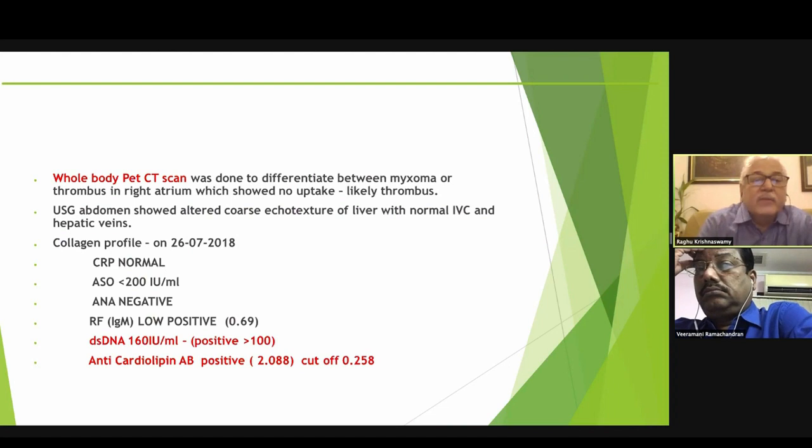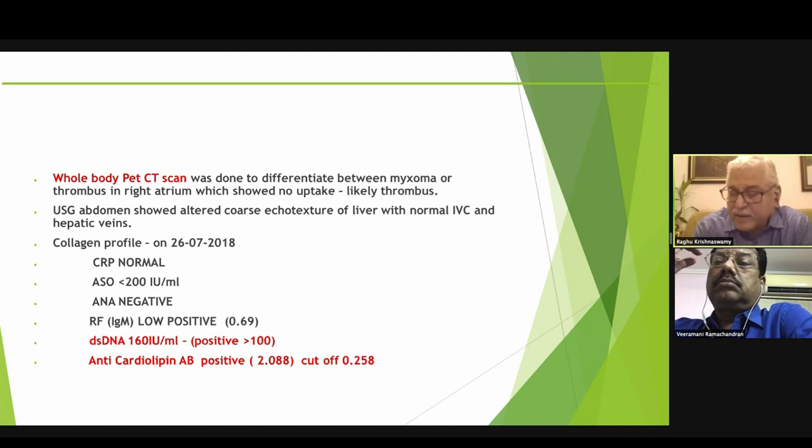She also underwent a whole body PET CT here after she was admitted with us. Some might question why this was done, as this is a case of pulmonary thromboembolism. Well, I'll come to that. That was a physician's choice in our institute. After I show the echo pictures, I'll discuss this with you.